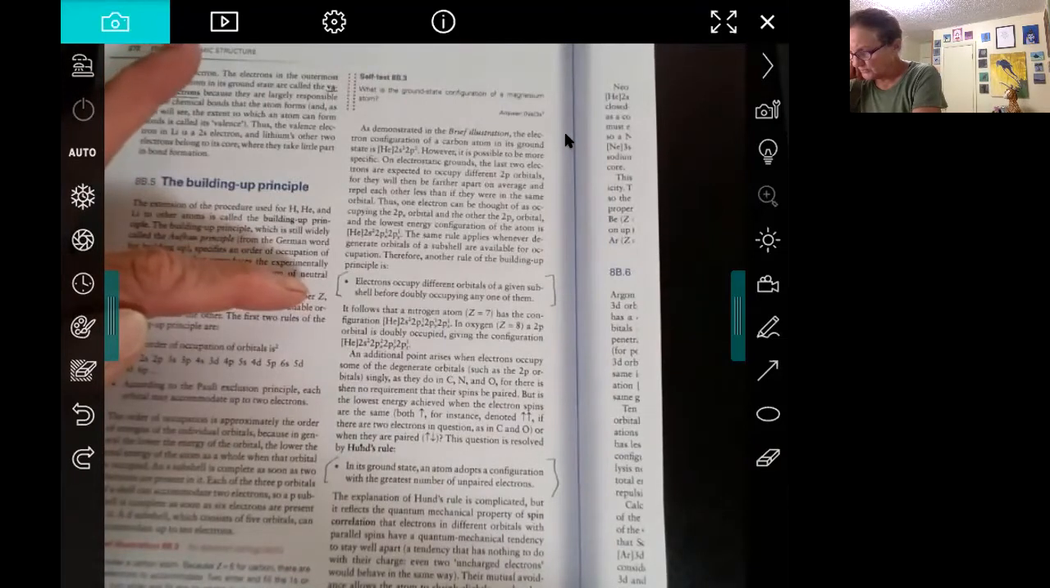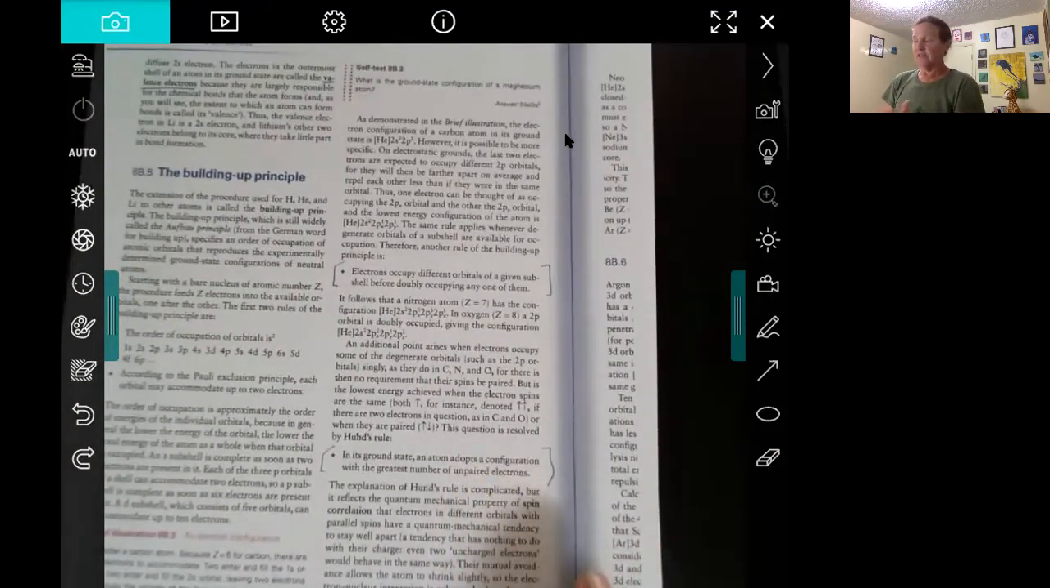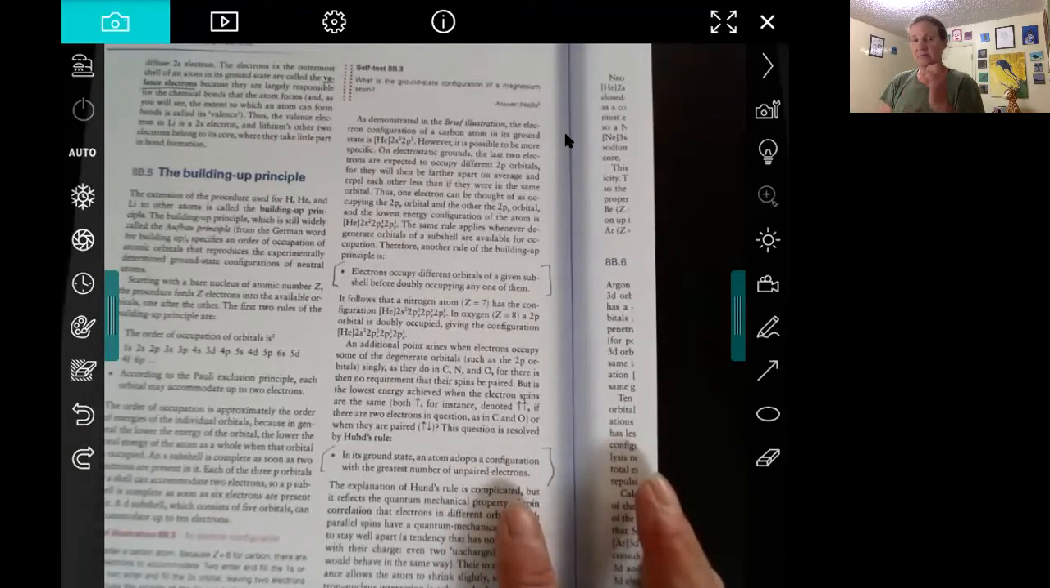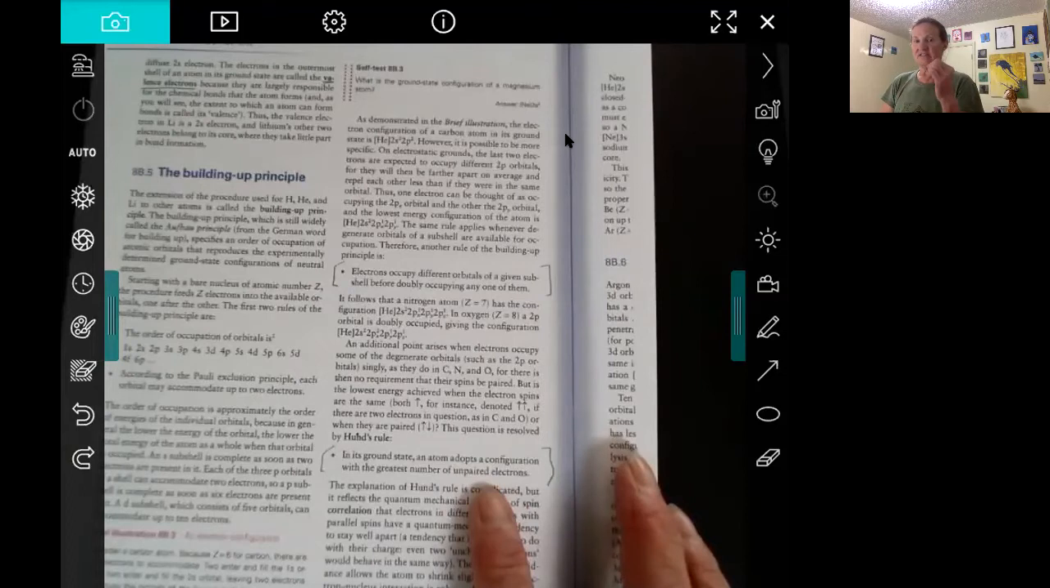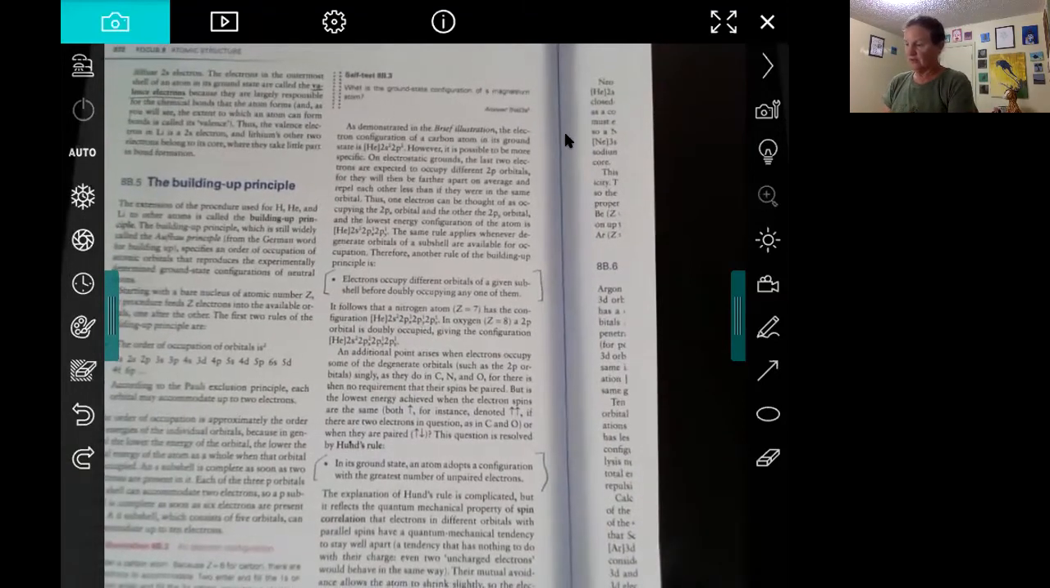Electrons occupy different orbitals of a given subshell before doubly occupying any one of them. So that was always incorporated into Hund's rule in Gen Chem. That would mean if you have 3 p orbitals, each of the same energy, and you needed to put 3 electrons in there, you'd put 1 in each orbital first, and then you'd pair them up. And Hund's rule says that when you put 1 in each, they could have any spin, but the lowest energy state is to give them all the same spin quantum number, so that all either be spin up, alpha, or spin down. And we remember that as Hund's rule.